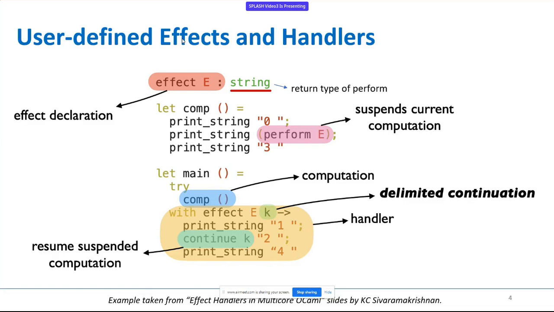The overall control flow of this whole program is: when we start, we go into main, and then we execute comp and we print 0. Then we perform the effect, and this brings us to the handler where we print 1. And then we continue with the value 2, and we go back into comp, and then we print 3. And finally, because continue is, you can think of it as a function call, when we return from comp, we are back in the handler, and then we print 4.